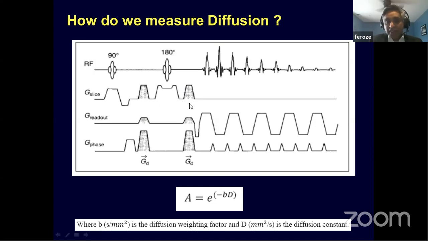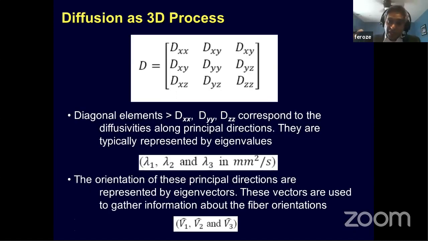All of that is encompassed in what we call the B factor. When we do diffusion, we get what is called the B factor. So the B value is basically the gradient strength, and the A is the signal that you're measuring. By using this simple equation, you can actually calculate the diffusion. And typically it's in two directions. However, diffusion is a three-dimensional process. Your water molecule is moving all over the place.